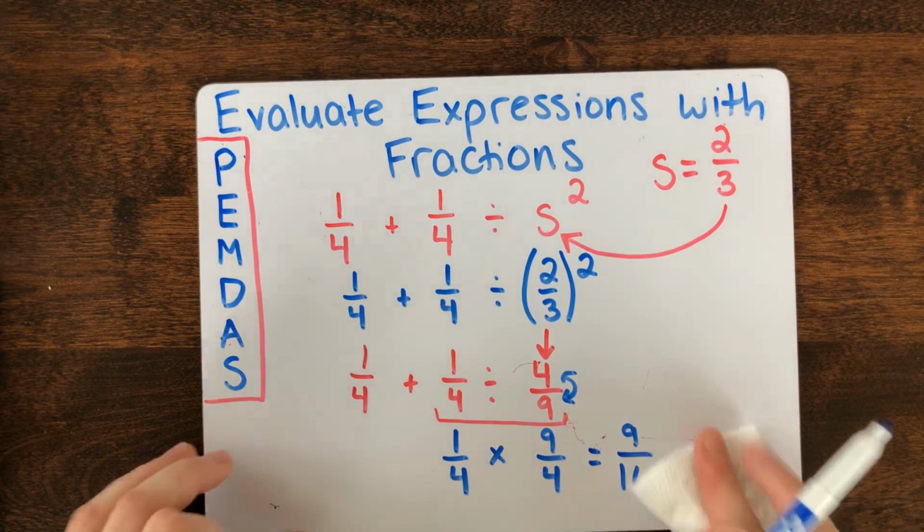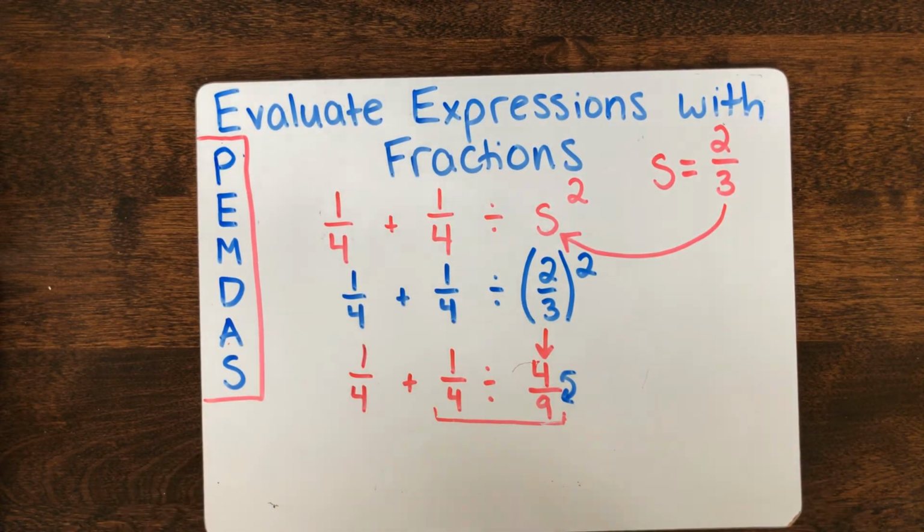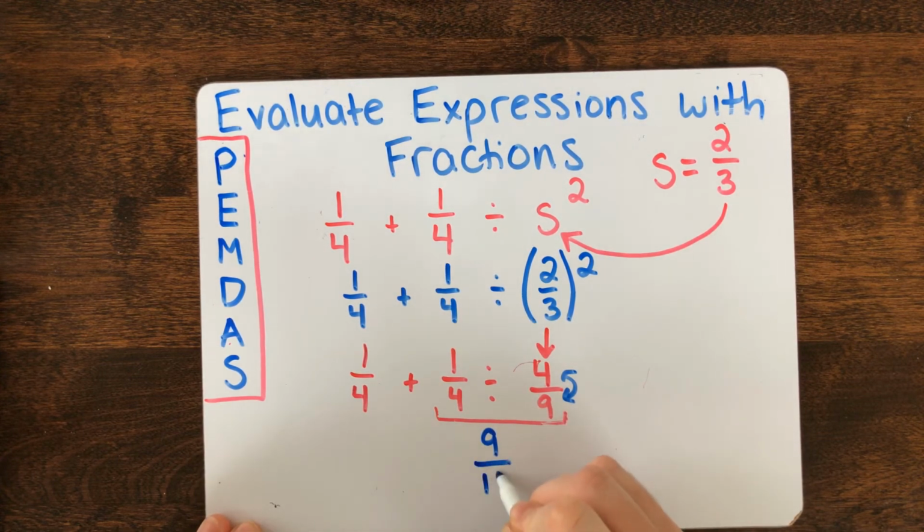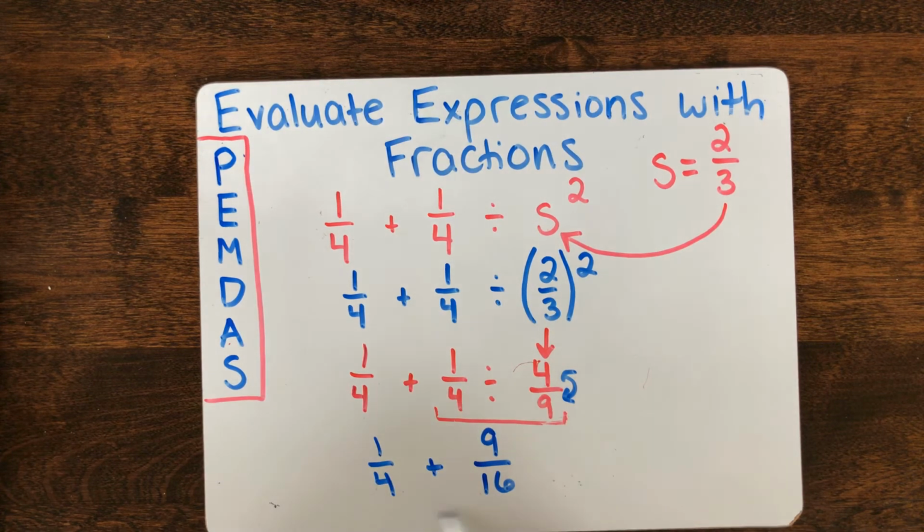So let's rewrite this again. This whole thing is 9/16, and we can't forget about the 1/4 over here. And look, that's the only thing left we have to do: 1/4 plus 9/16. Another question for you. Can we just add straight across? We cannot. Why can't we add straight across? We need to find common denominators. Whenever we're multiplying, we do not, but if you're adding or subtracting, you always need to find common denominators.